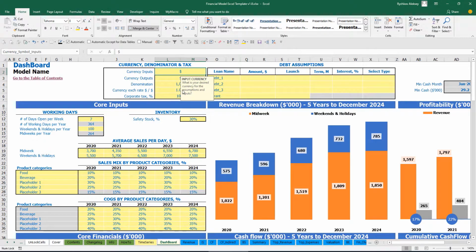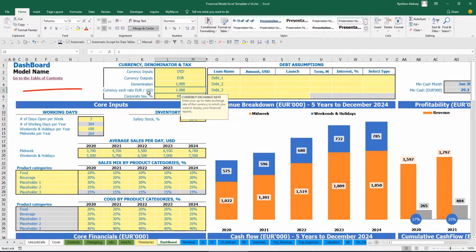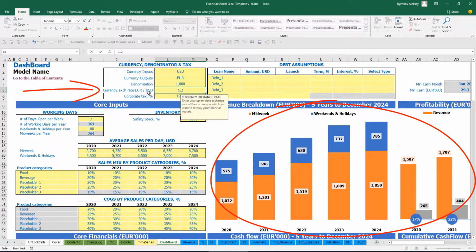On the top of the dashboard you have currency, denomination and taxes setup. Currency inputs means that you can input all your drivers for the model using one currency. You have currency outputs. It can be the same as currency inputs and it can be different from currency inputs. Let me give an example. When you input in United States dollars, you have euro as outputs, and for this case you can set up a currency exchange rate. This is 1.2 for example.